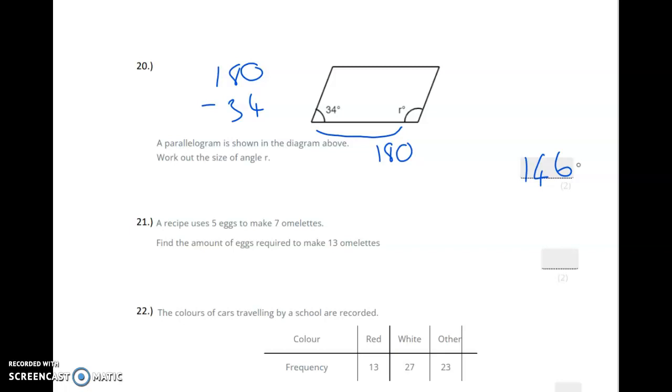So the recipe uses 5 eggs to make 7 omelets. How many eggs do you need for 13? So what we'll do is 5 shared by 7, and then just times that by 13. Okay, we're dealing with calculators here, so we can let the calculator do the brunt of the work. As long as we type it in like that, it'll tell us we need 9.28. And we can't get 9.28, so we'll just class it as 9 eggs.